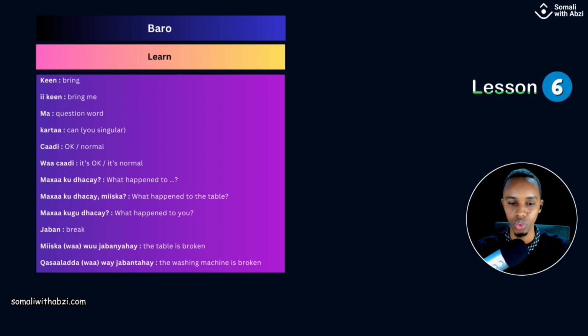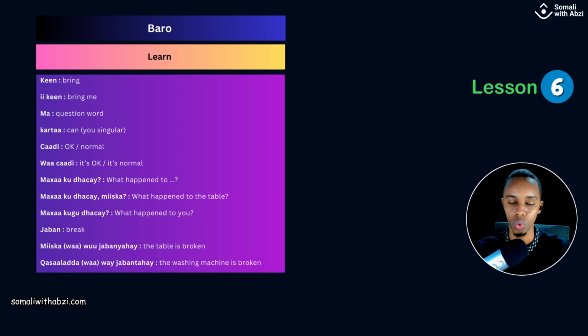So as an example, we use miiska wuu jaban yahay and qasaalada way jaban tahay. Miis in Somali is a lab, or masculine noun. So miiska wuu jaban yahay, and qasaalad is dhadig. Qasaalada way jaban tahay. So you can say wuu for masculine, way for feminine.